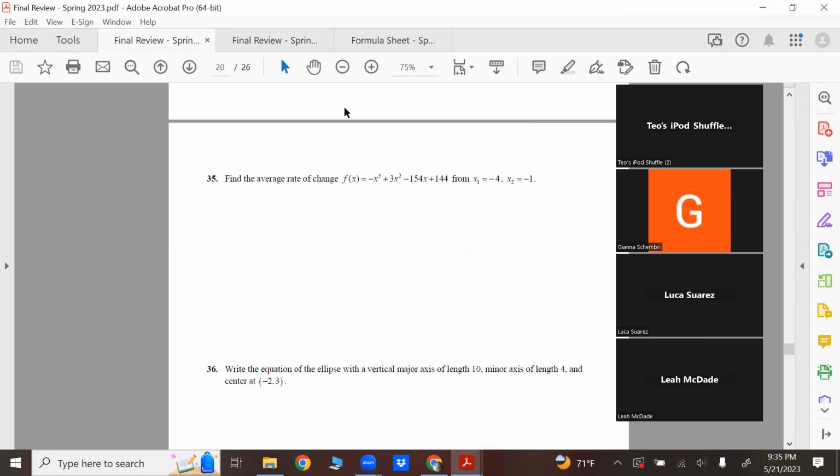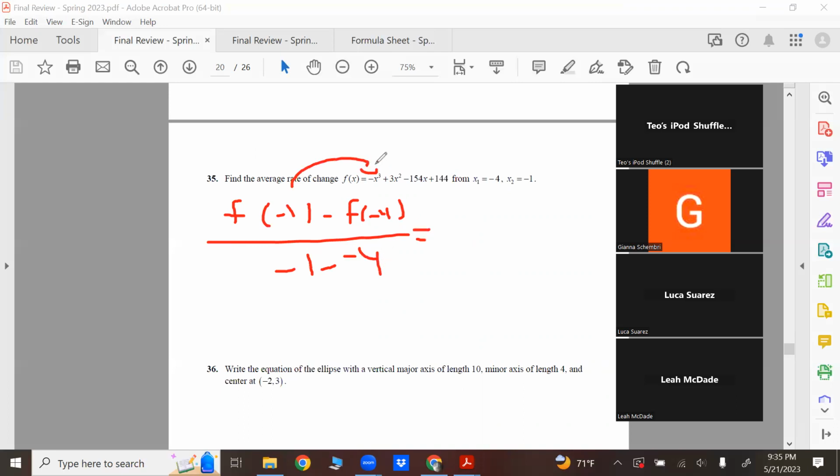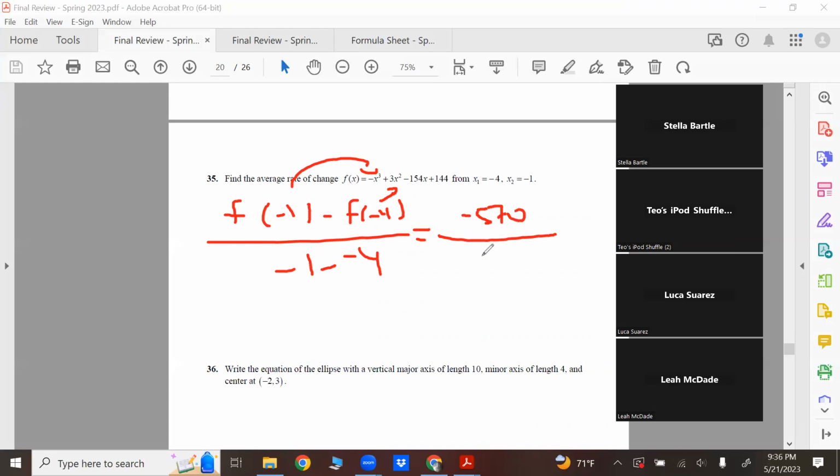Yeah, so average rate of change, all you gotta do is just f of -1 minus f of -4 over -1 minus -4, or you can reverse it. That's all you gotta do. You plug in -1 to this function, which I don't know what that is. Plugging in -4, I don't know what that is either. But if you do that, I think you get -570. And down below you get 3, and dividing you get -190. That's all. Just plug -1 into that function, plug in -4, take the difference.